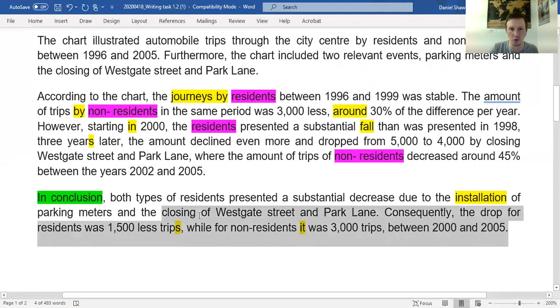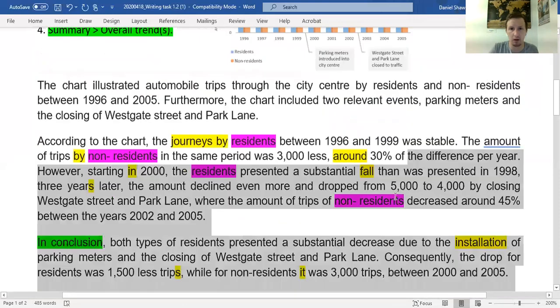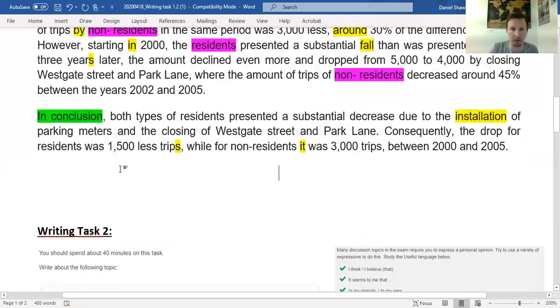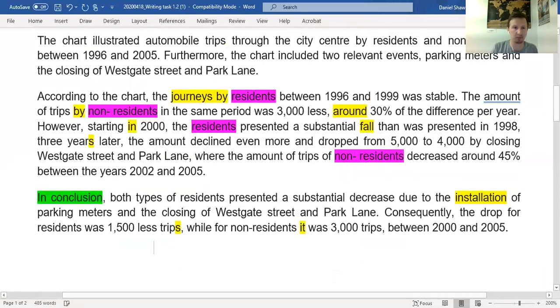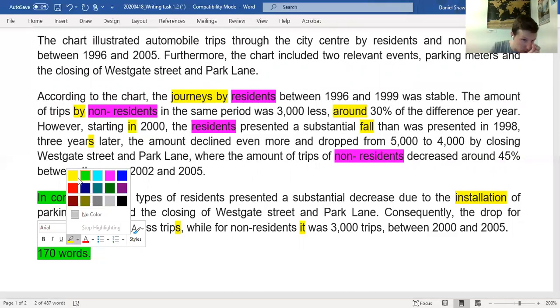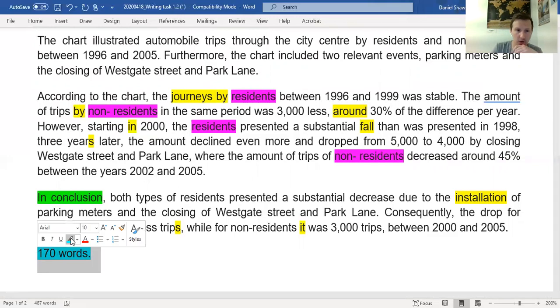We can talk about the trend because Westgate Street and Park Lane in about 2000 to 2005, it would have had that effect. So it's talking about both of them. So that's fine. Let's have a look now overall word count. We've got it to 170. We could still take out maybe one or two ideas, but overall it's much clearer, it's much better. Don't worry too much about it being exactly 150 words. If it's a little over, or a little under, that's fine. Just try not to have it too much. 170 is quite high, so just try to keep it around 150 if possible.